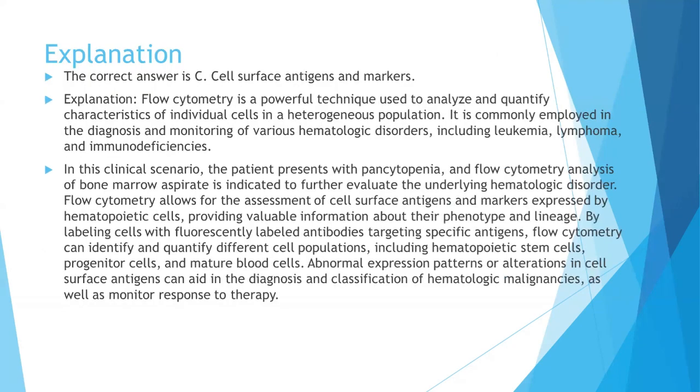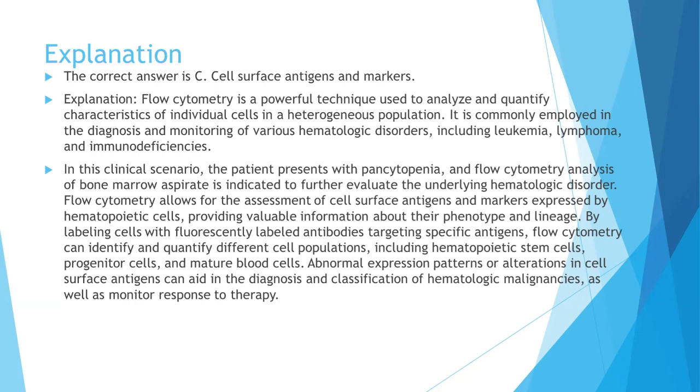So, cell surface antigen and marker. Flow cytometry is a powerful technique used to analyze and quantify characteristics of individual cells in a heterogeneous population. It is commonly employed in the diagnosis and monitoring of various hematological disorders, including leukemia, lymphoma, and immunodeficiencies. Now, in this clinical scenario, the patient presents with pancytopenia, and flow cytometry analysis of bone marrow aspirate is indicated to further evaluate the underlying hematological disorder.